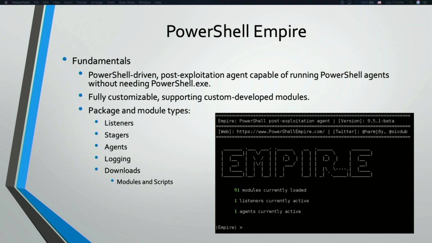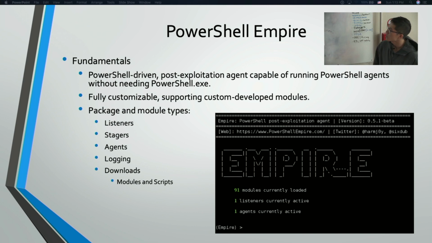So looking at some of the fundamentals, and I do have a screenshot of what Empire would look like if you were to load it in a console. It's a PowerShell-driven post-exploitation agent capable of running PowerShell agents without needing PowerShell legacy. So consider that encoded command I had shown earlier. That doesn't require the existence of any payload on the target. All of that can be sent remotely as a command for execution on that target. The huge value here is that it's a minimal footprint, something that attackers want to utilize to hide their tracks.